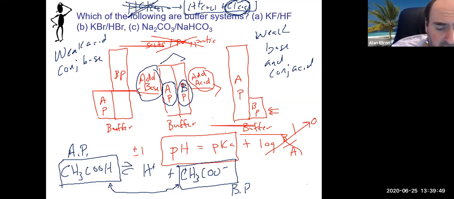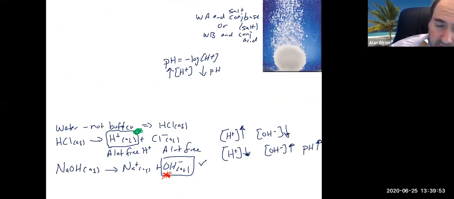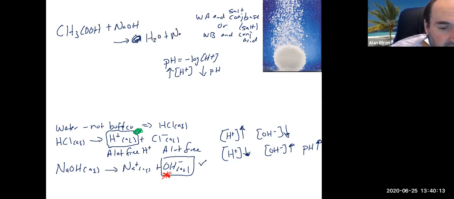So, for example, if you took acetic acid and you said, I want to make a buffer just from acetic acid, if you react it with something like sodium hydroxide, when it reacts, you will get water plus some sodium acetate.